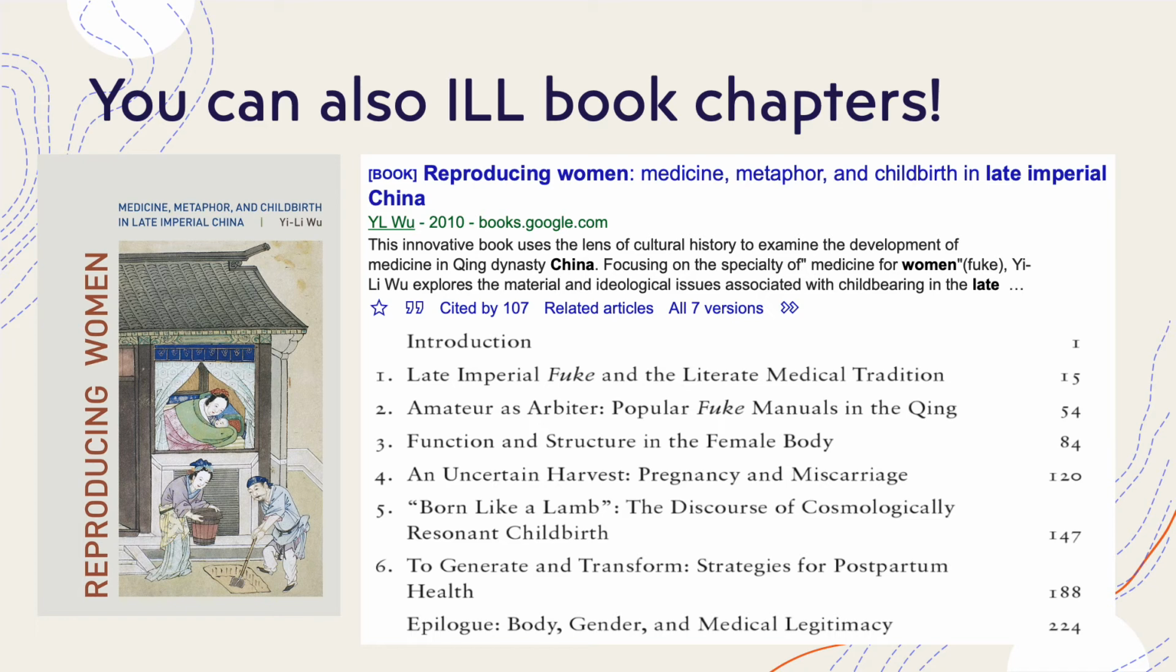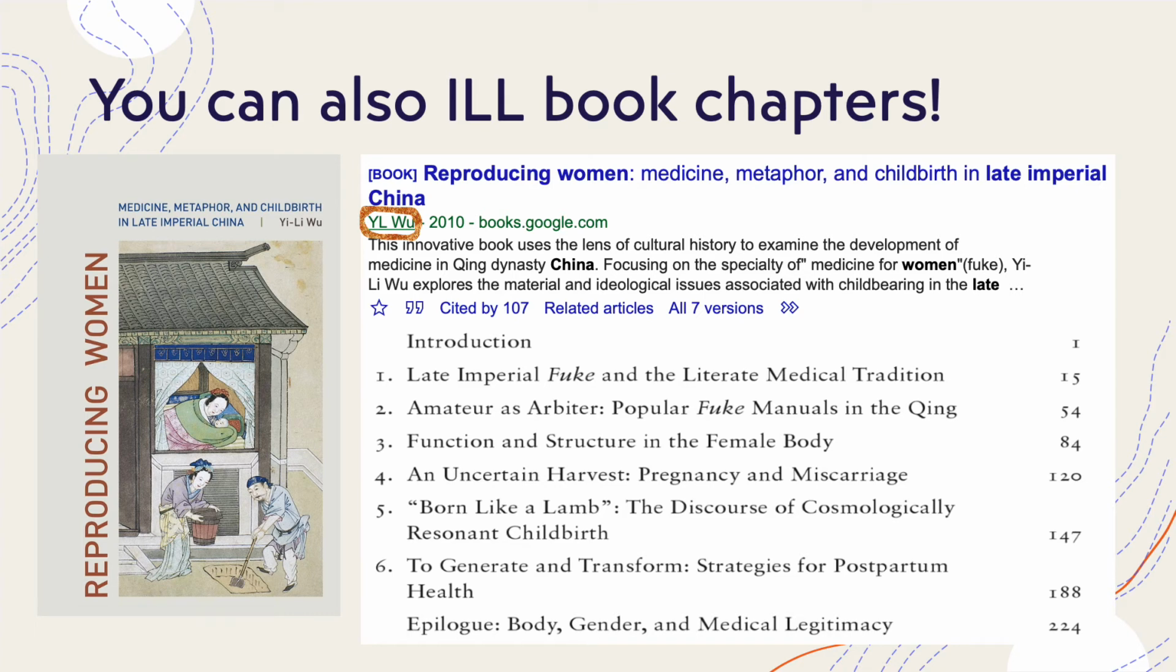One of the cool things I noticed when I started this hypothetical research project is that the author of the first article that I found also has a book on the topic. And sometimes in Google Scholar, you can actually click on the name of the author and it'll show you everything else that they have written. In this case, I found that the author wrote a book called Reproducing Women: Medicine, Metaphor, and Childbirth in Late Imperial China. And I thought, oh, that might also be an important source for my research. Maybe there's another article or chapter that I can pull out from them for my bibliography.